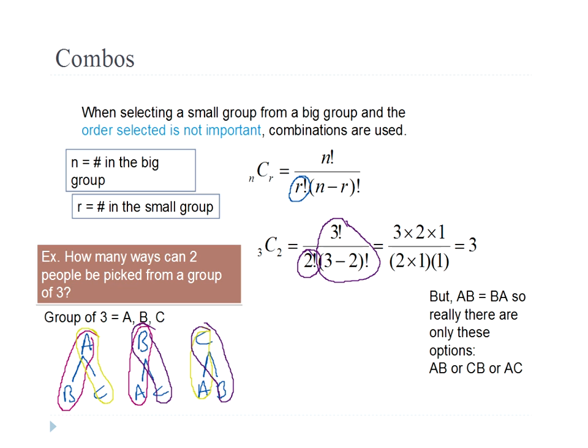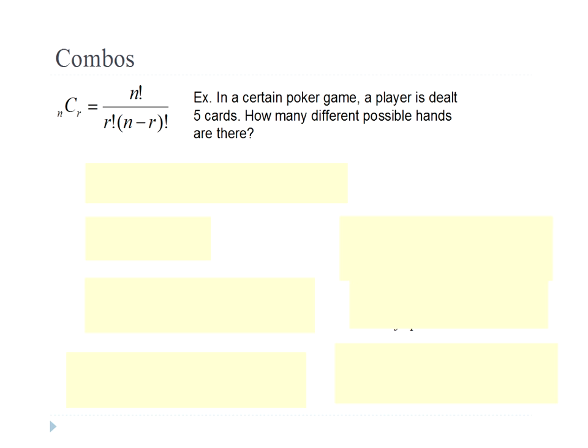Okay. So when I have a big group picking from a small group, I'm going to use permutations or combinations. If the order does not matter, then it's a combination. And again, you have an nCr button on your calculator. So let's take a look here.